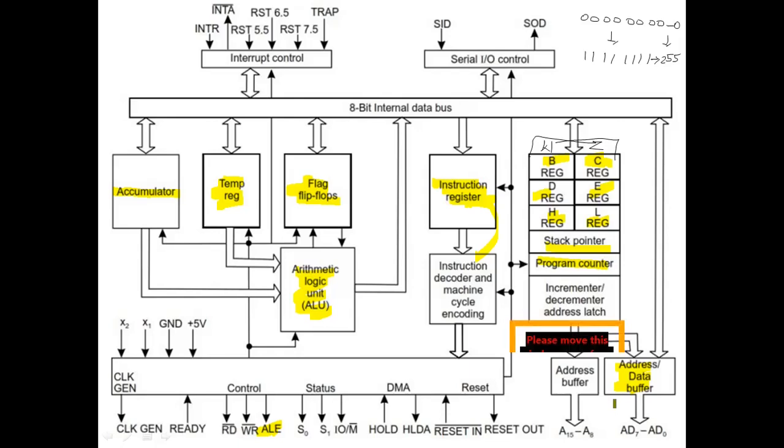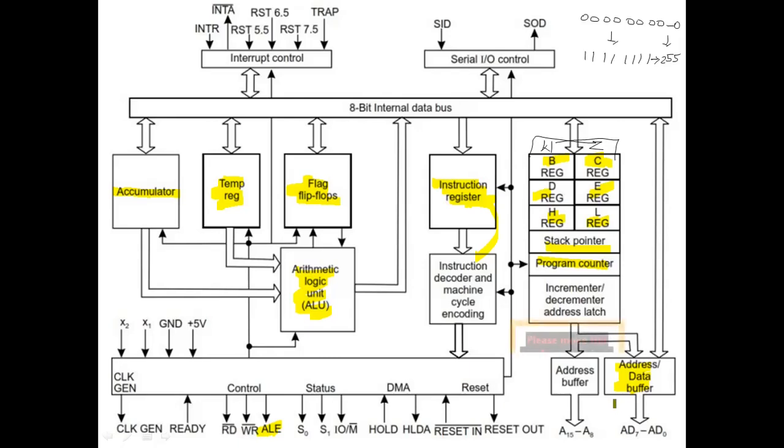And then we have HOLD and HLDA. HOLD is a signal that indicates that an external device is requesting to access the address and data bus. HLDA means the microprocessor indicates that it has received the hold signal. So HLDA means hold acknowledgement. It says that I have received your hold signal.